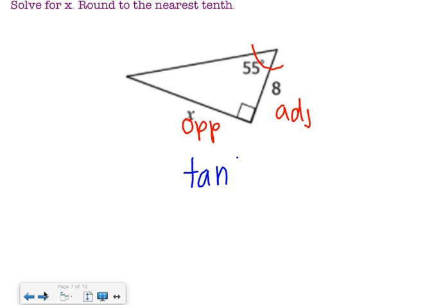I'll work with you on your homework. So it's tan of your angle, which is 55, which equals what? x over 8. Times 8. So 8 times tan of 55 equals.